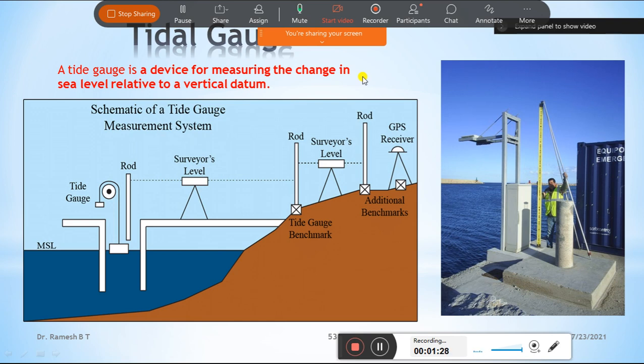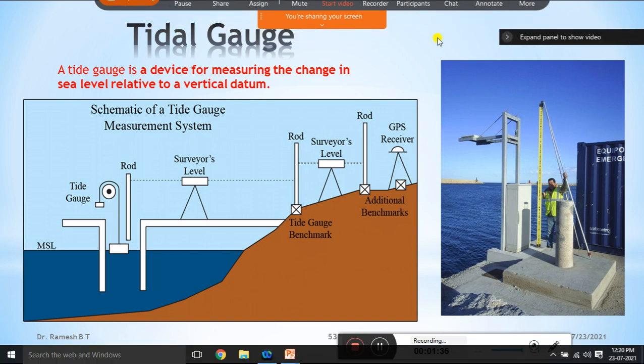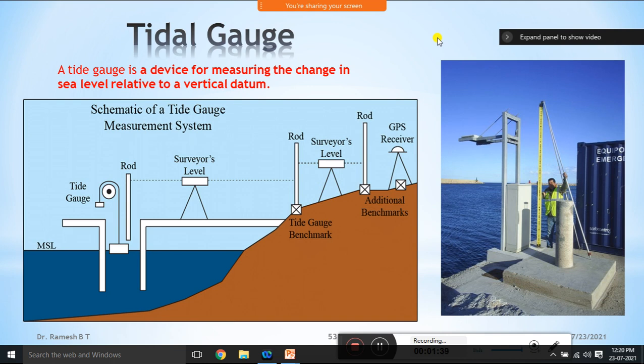The first one is the tide gauge. A tide gauge is a device to measure something, maybe pressure. If you want to measure pressure, it becomes a pressure gauge. If you want to measure velocity, it is a velocity gauge, like this. So a tide gauge is a device for measuring the change in sea level, that is the tide, relative to a vertical datum.